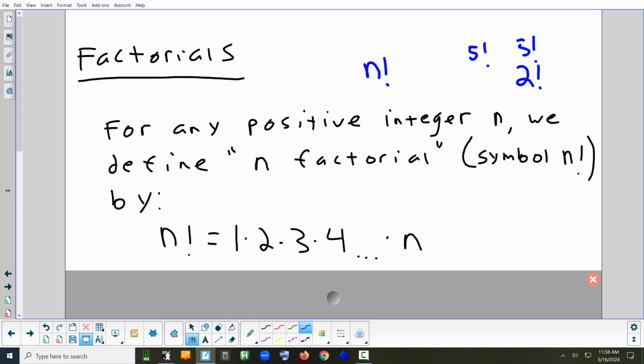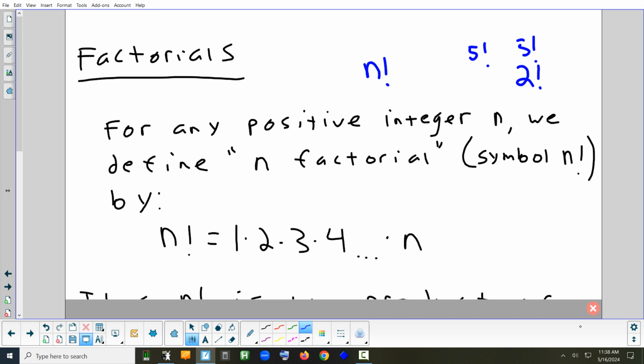Okay, so if you want to figure out what n! is, n! is the product of every number from 1 up to n. So like 5 factorial is 5 times 4 times 3 times 2 times 1. 10 factorial is 10 times 9 times 8 times 7 times 6 times 5 times 4 times 3 times 2. So it's the product of every number from 1 up to your number.